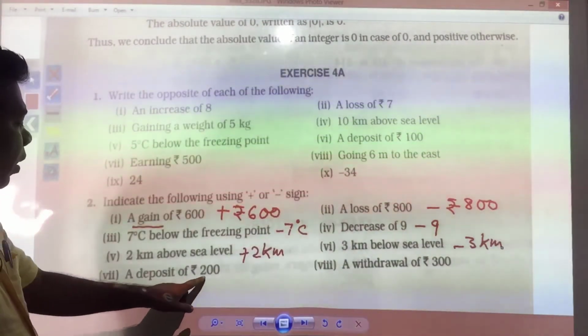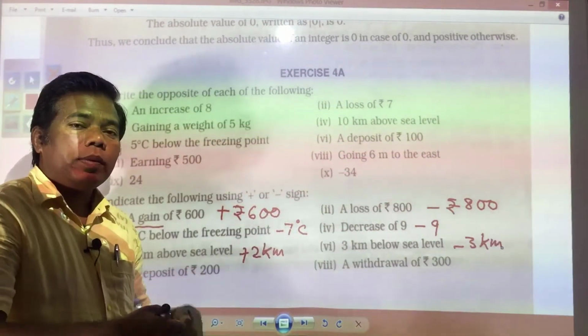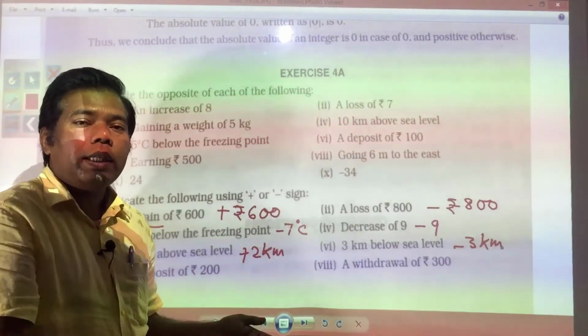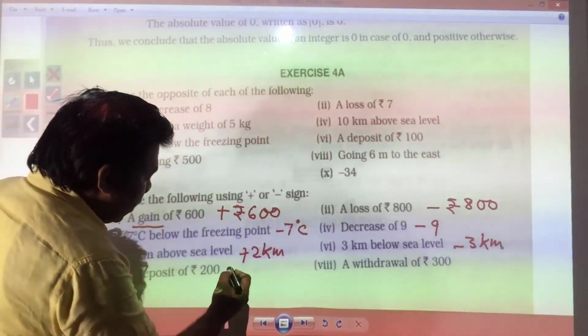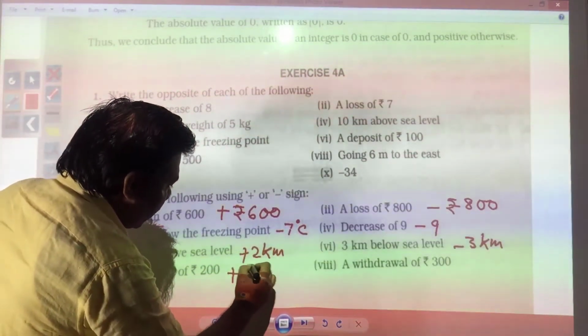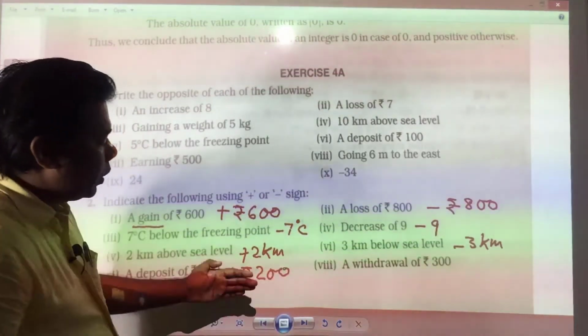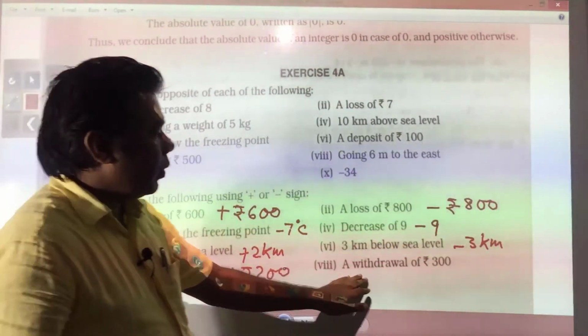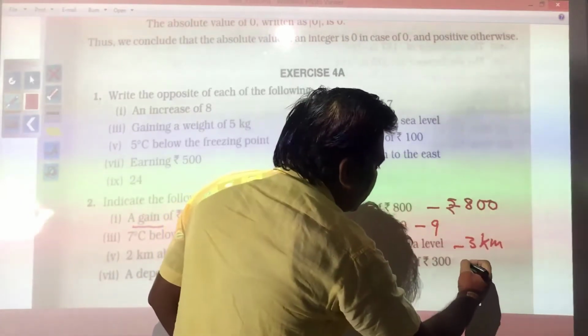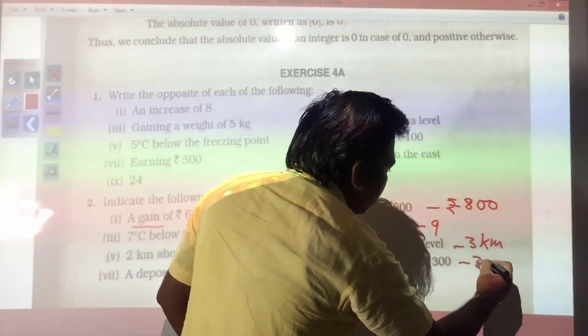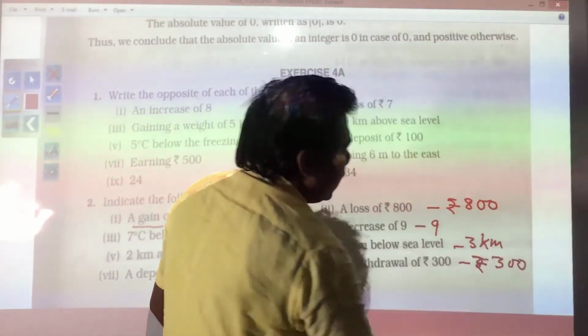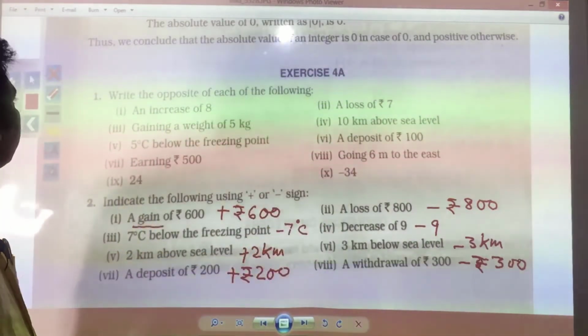A deposit of rupees 200. If you are depositing your money, it means your money is increasing. So, this will be plus rupees 200, and if there is a withdrawal, it will be negative. A withdrawal of rupees 300, so minus rupees 300. In this way, this is required to be written.